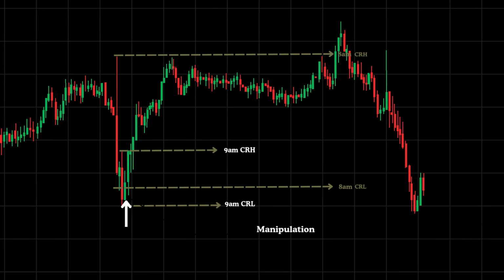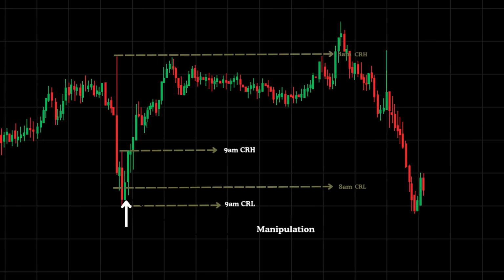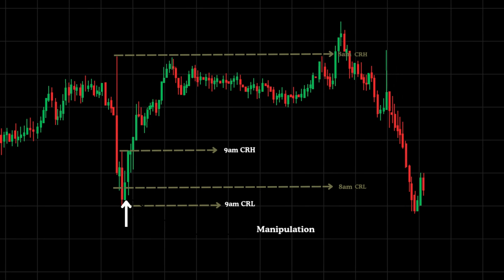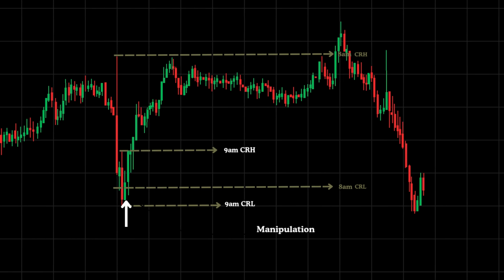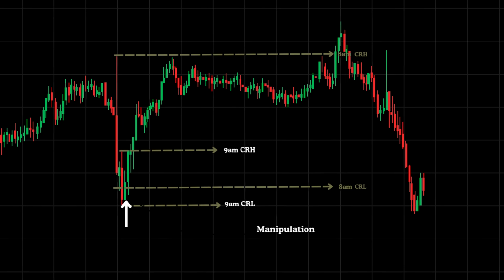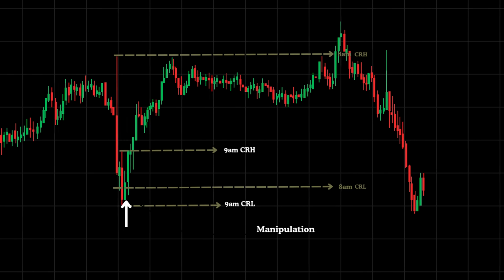Entry strategy. Place a buy limit order at the top of the last bearish candle, the 5M OB. Stop loss just below the wick of the manipulation candle. Set take profit 1 at the midpoint of the 1H CRT range, 2 to 1 R. Set take profit 2 at the high of the CRT range, up to 4.9 to 1 R.